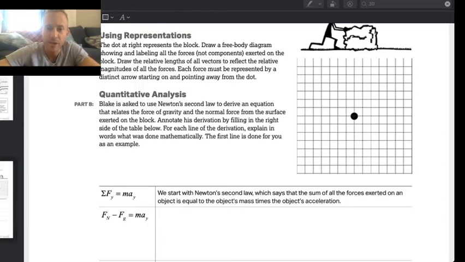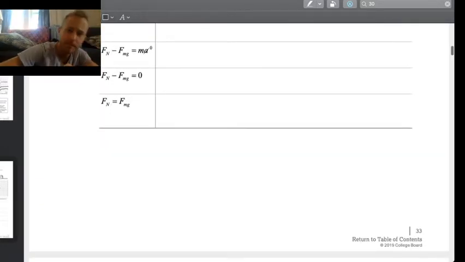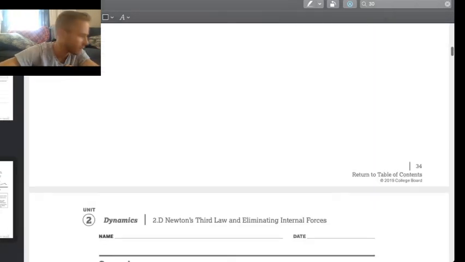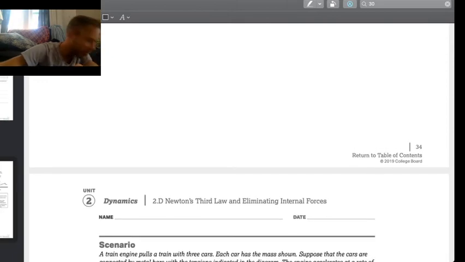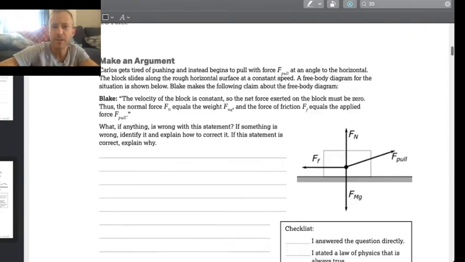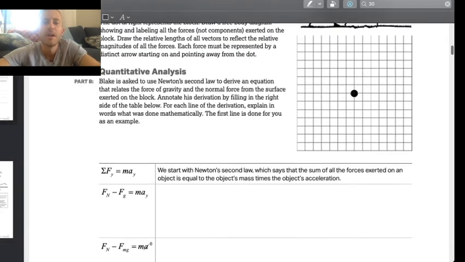All right, so this is the last scenario for today, I think. I'm doing 30 through 34. Okay, so yeah, this is the last scenario for today.